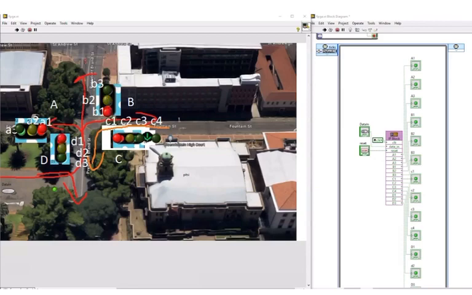After state number 2, we move to state number 3, where the robot is red for all of them. For A, B, C, and D, the robot is red, meaning B1 has to be equal to 1, D1 has to be equal to 1, A1 has to be equal to 1, and C1 has to be equal to 1. Then the rest have to be off for 2 seconds.